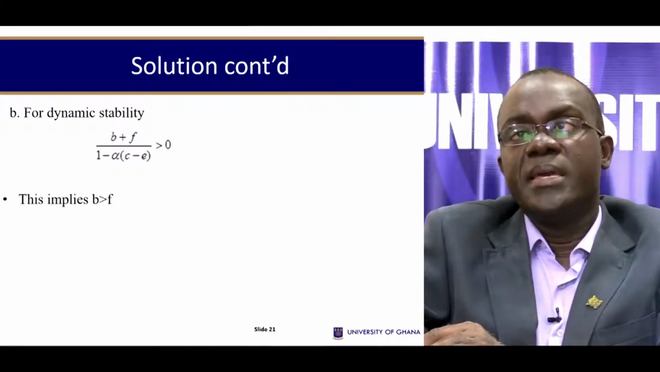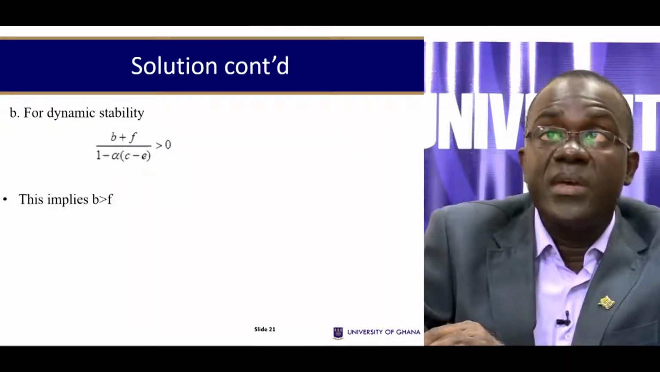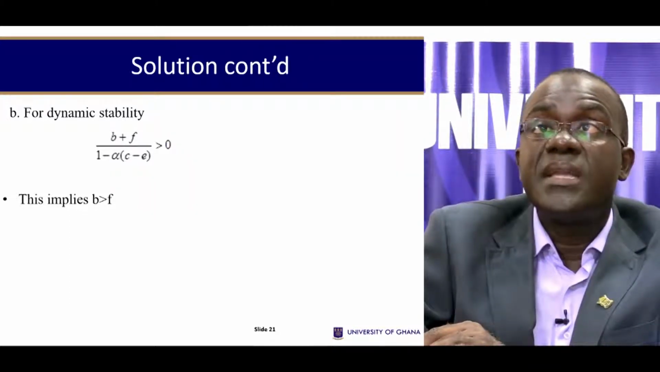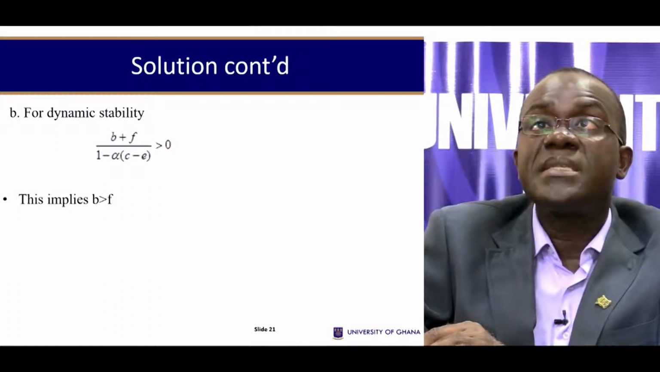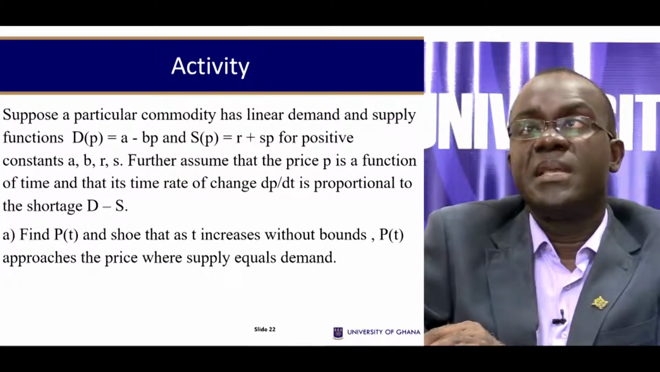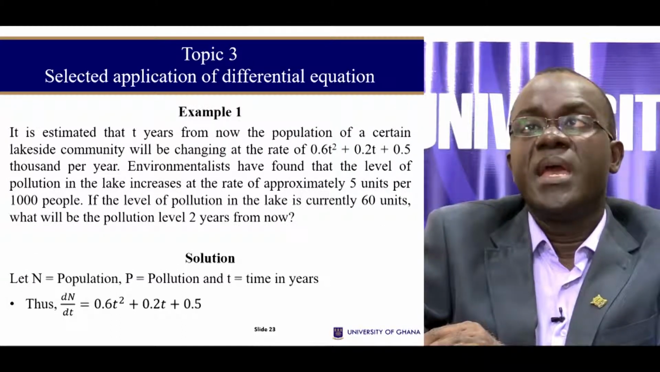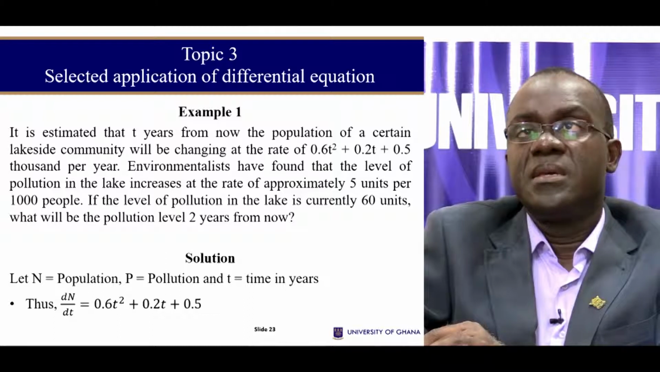So this one is greater than 0 if and only if B is greater than minus F. And therefore, if B is greater than minus F over here, that can ensure dynamic stability. I have some examples for you here, and I would like you to take your time and study that.